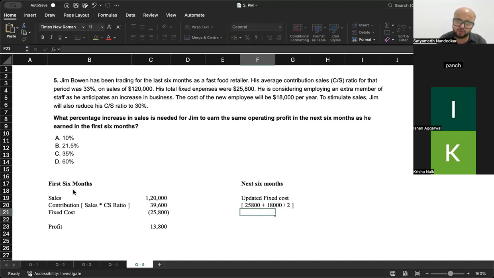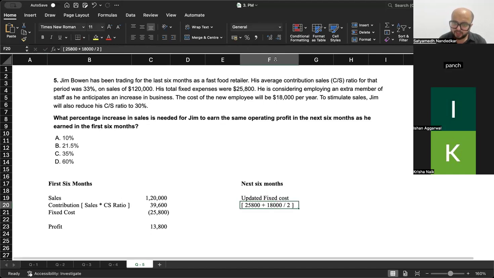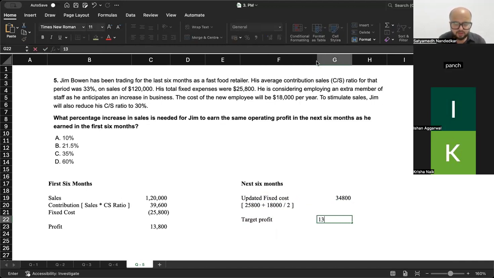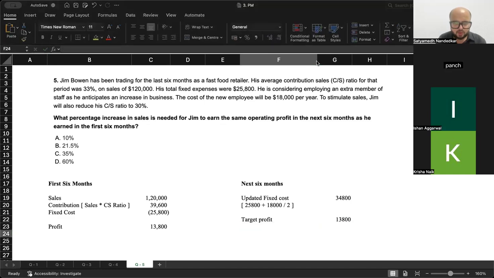Why divide by 2? Because 18,000 is the per annum salary, and you need it only for 6 months. So 25,800 plus 9,000, which is 34,800. Okay, what is my target profit? Target profit is 13,800. So what is the target contribution?